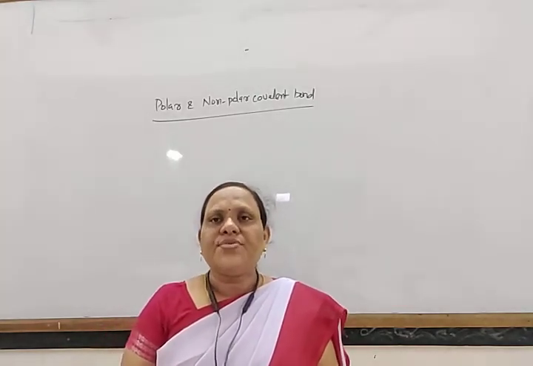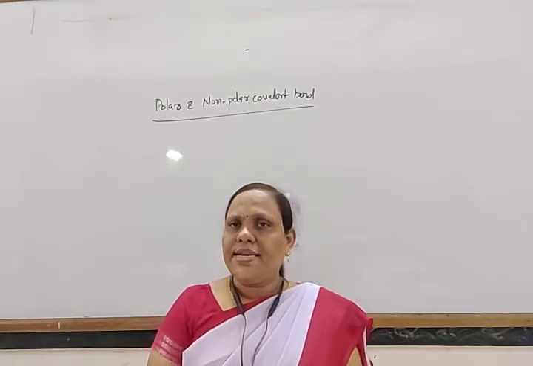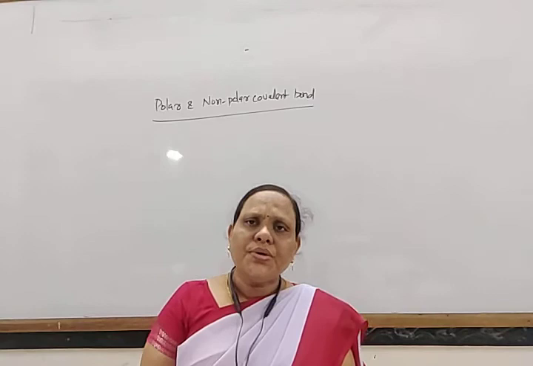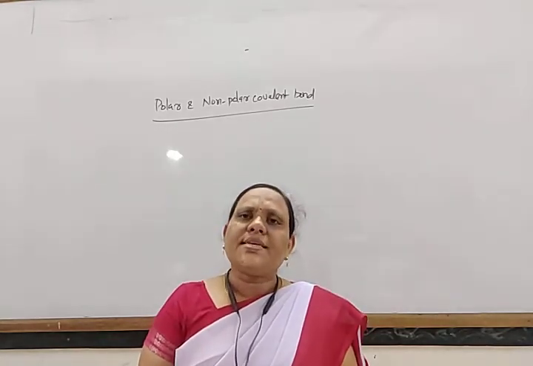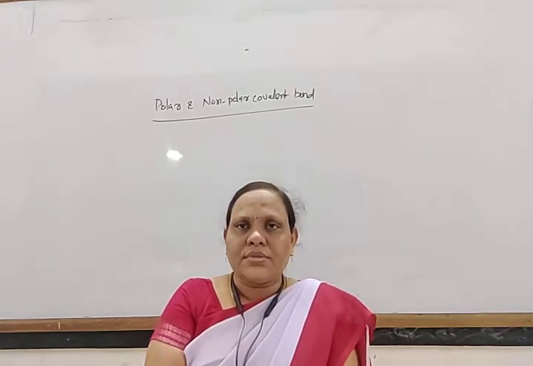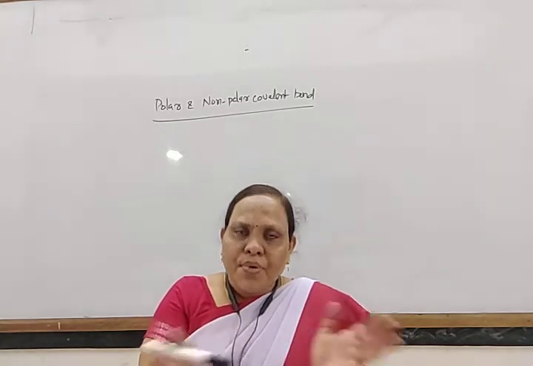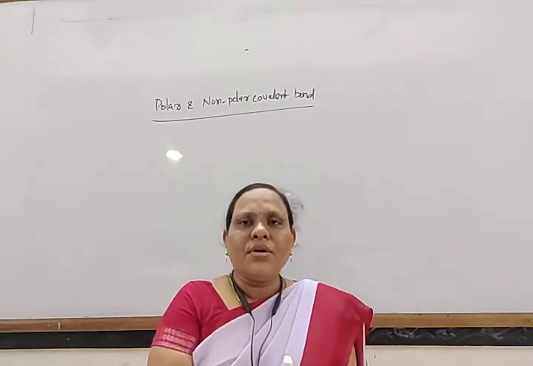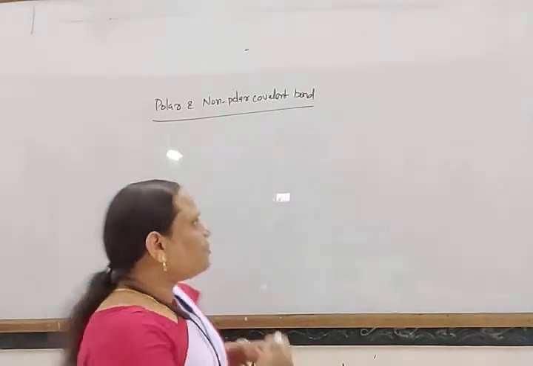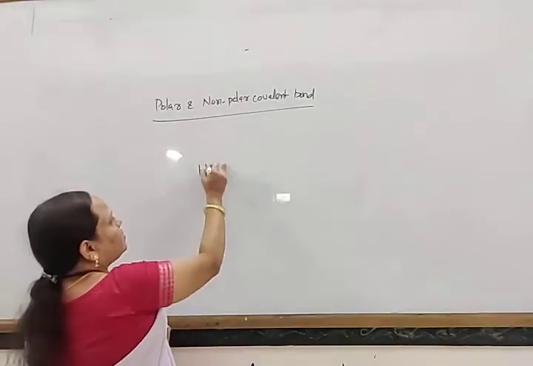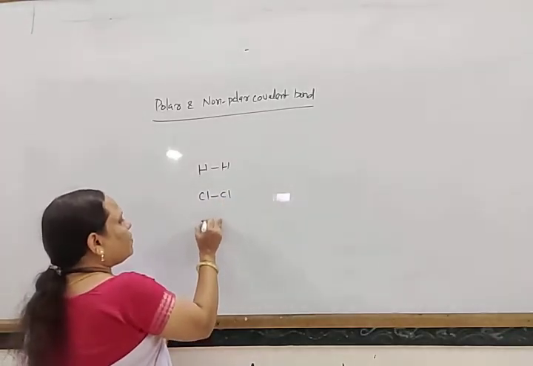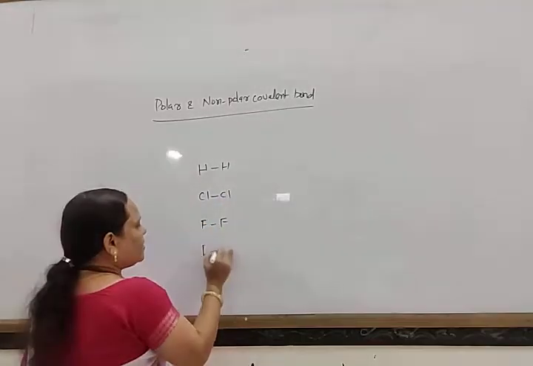Polar means this is slightly ionic in nature. When a covalent bond is formed between two similar atoms, the shared pair of electrons remains exactly in between the two atoms. In this way, the bond is called a non-polar bond and the molecule is called a non-polar molecule. For example, hydrogen, chlorine and chlorine, fluorine and fluorine, iodine and iodine.